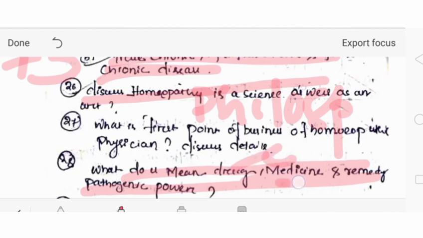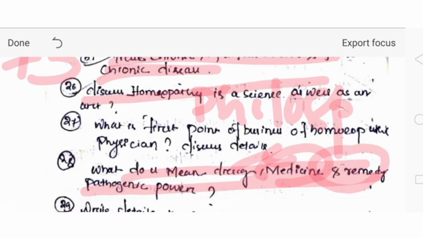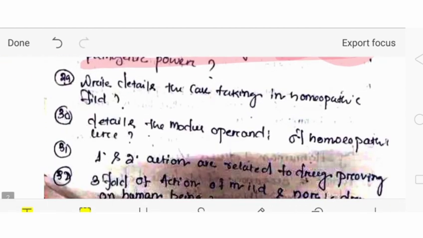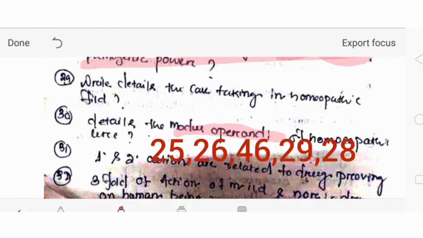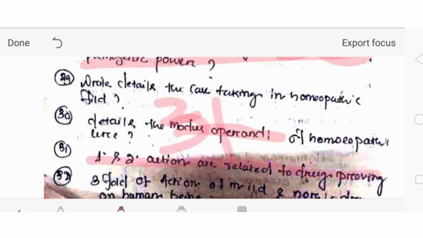Undergo proving, a medicine indicated, a person comes to the remedy. Then write details about the case taking we discussed before. Modus operandi of homeopathy, nature's law. Modus operandi may come as a long question, both together or separate. You can find modus operandi in aphorisms 31, 26, 27, 28, 20, 63, 64. From these aphorisms you can find it and write it.